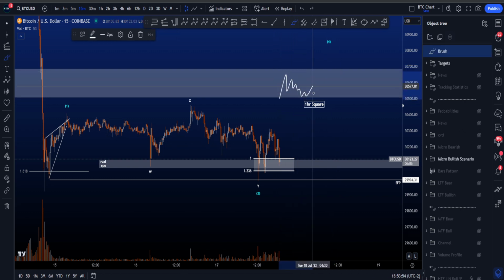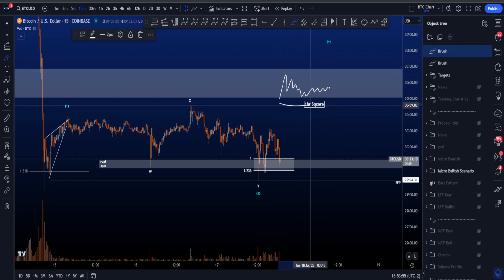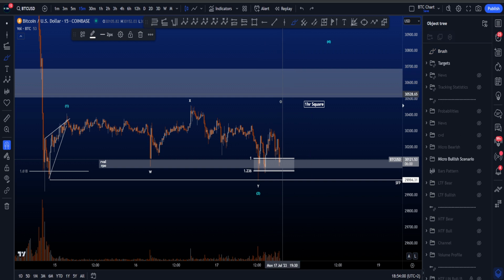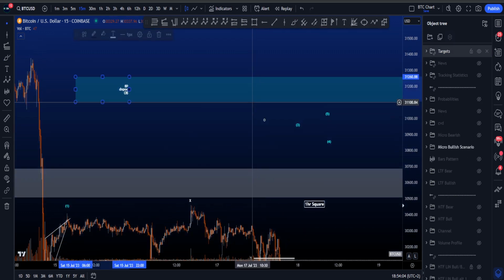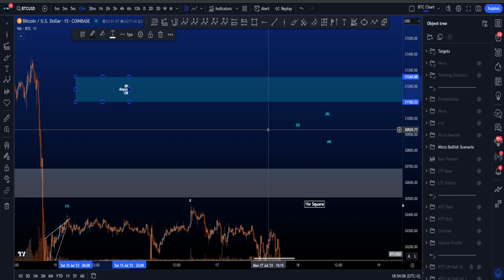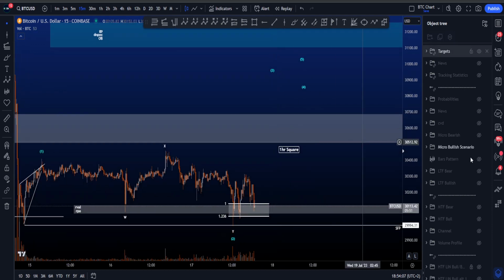It can have a bit of resistance over here, but you want to see bullish CVD divergences building up when we are testing this resistance, for then a push towards the upside, where the next target area that I would be looking for is between 31.1k and 31.3k.